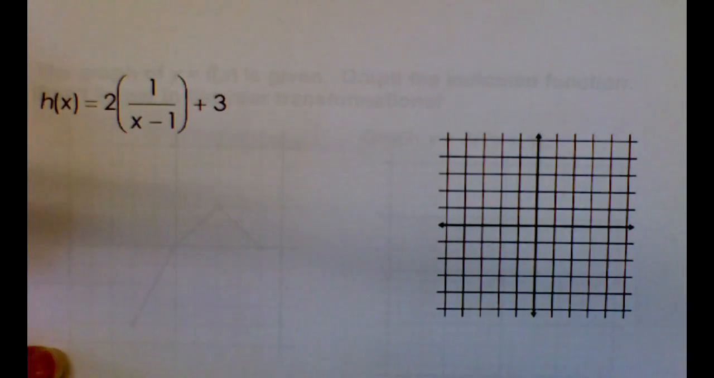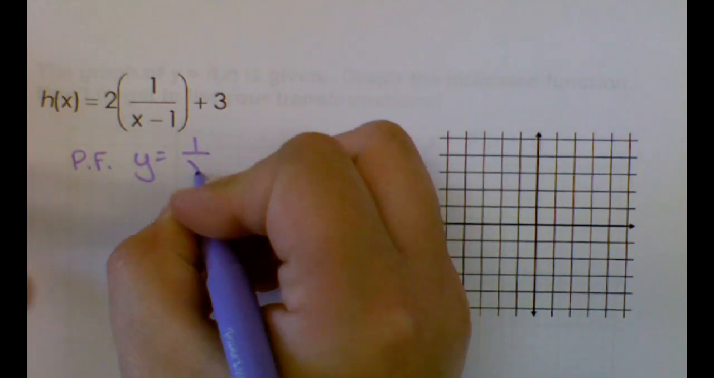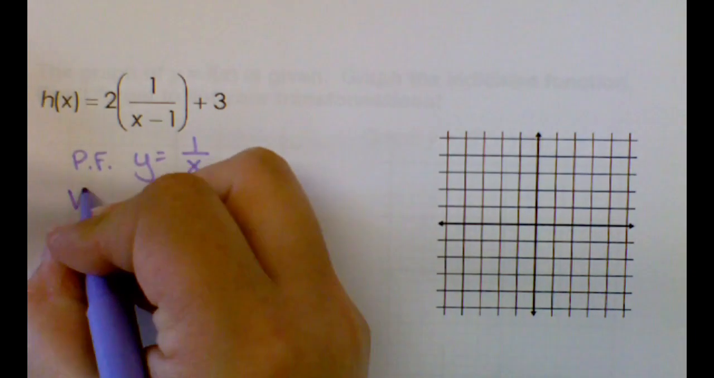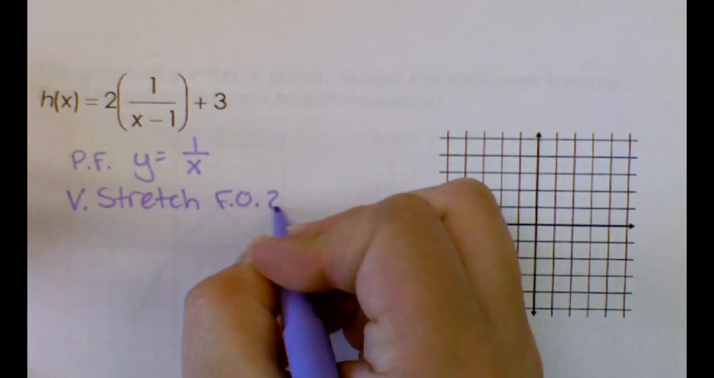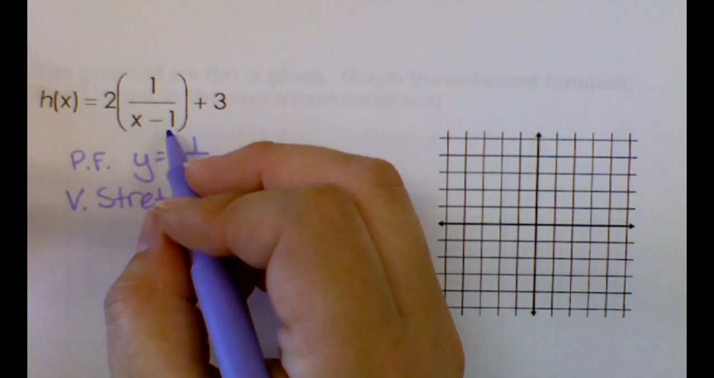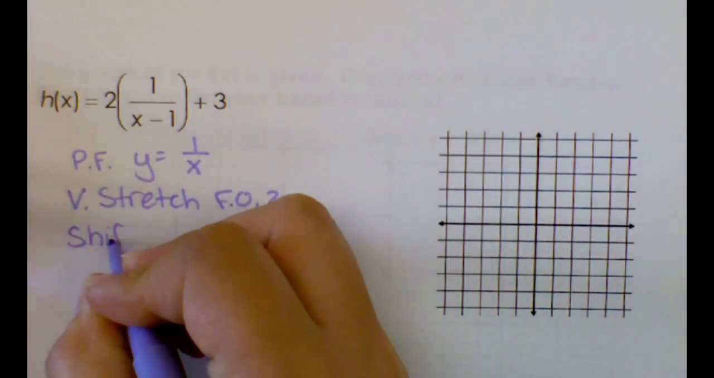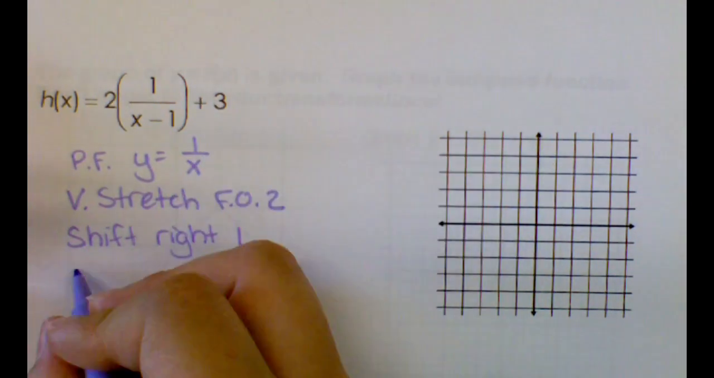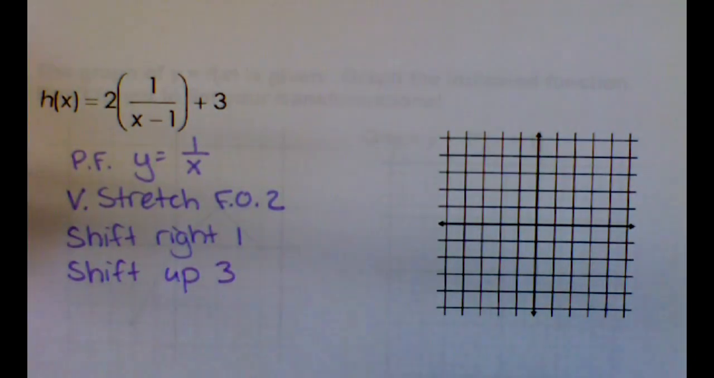All right, h of x here. I start off with the parent function. My parent function here is y equals 1 over x. Stretches and shrinks: I have a 2 out front, that is a vertical stretch by a factor of 2. No reflections. I have a minus 1 in with the x, so that is a shift right of 1, and a plus 3 on the end, which is a shift up of 3.